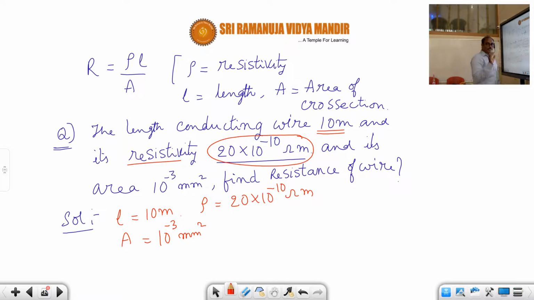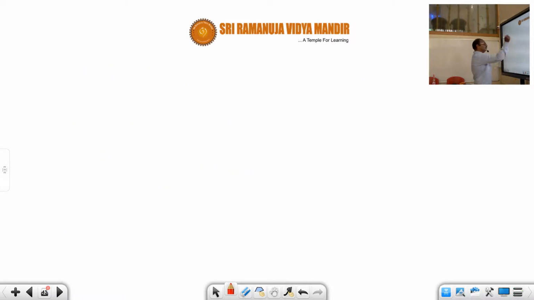But our SI units should be in meter, and it is written in millimeter square. So we will convert this millimeter into meter square. Now I'll show how to convert. We'll take a new page and do the calculation. So, millimeter square. We are converting this millimeter into meters. We know 1 meter equals 100 centimeter.